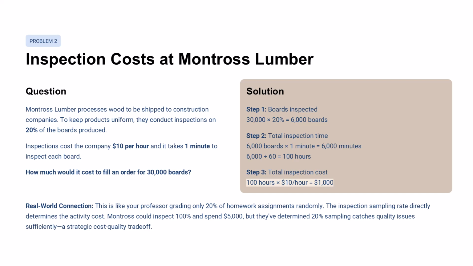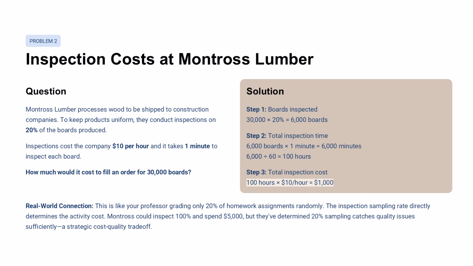Each inspection takes 1 minute, so total inspection time is 6,000 minutes. Converting to hours, 6,000 minutes divided by 60 minutes per hour equals 100 hours. Finally, applying the labor cost, 100 hours times $10 per hour equals $1,000 total inspection cost. Notice how we traced cost from the activity driver, number of inspections, through the time consumed to the final cost.